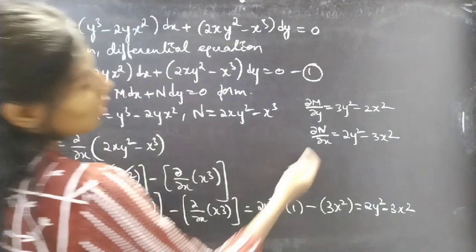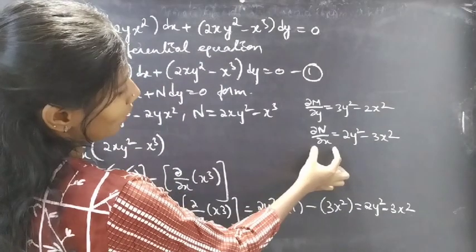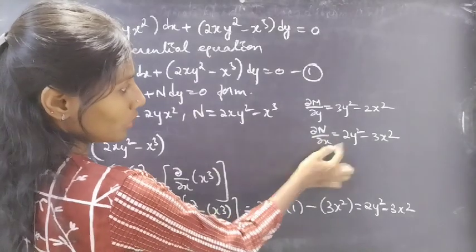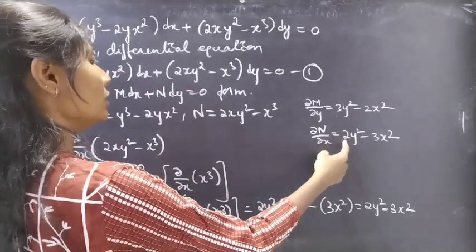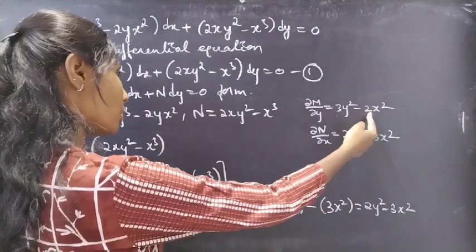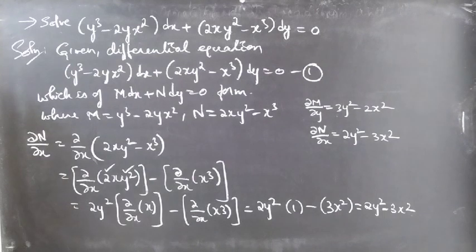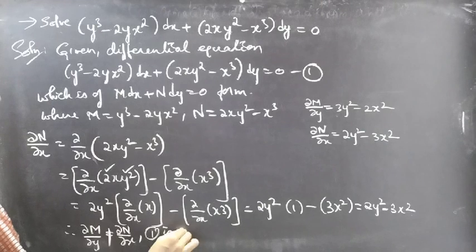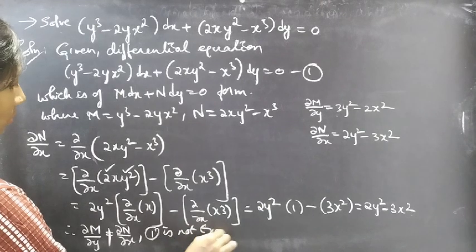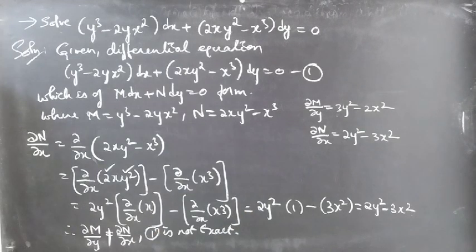So this shows that partial derivative of M with respect to y is not equal to partial derivative of N with respect to x. See, we are having 3y square and in this we are having 2y square. Here you have 2x square and here you are having 3x square, that is minus 3x square and minus 2x square. Therefore, partial derivative of M with respect to y is not equal to partial derivative of N with respect to x. This shows that 1 is not exact.